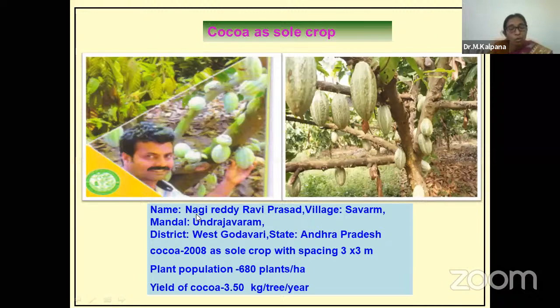He planted cocoa as a solo crop in 1 hectare of land in the year 2008 with a spacing of 3 by 3 meters, which will accommodate almost 680 plants per hectare. He got an average yield of 3.5 kg per tree per year. This success story was recorded by the scientists of Horticulture Research Station, Ambajipeta.